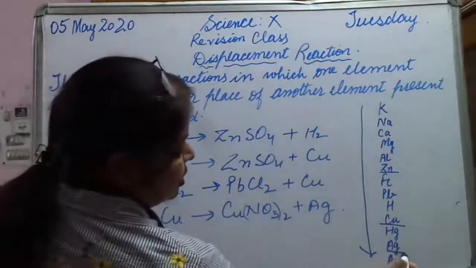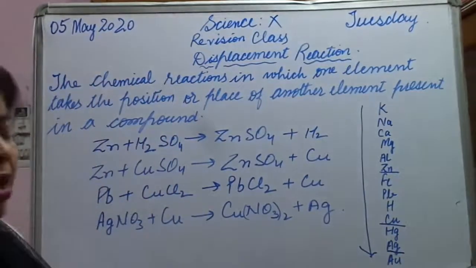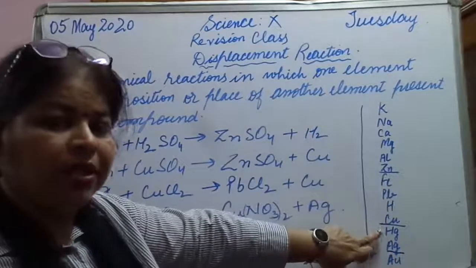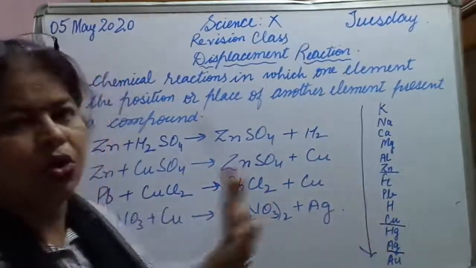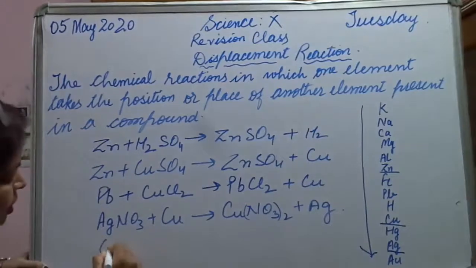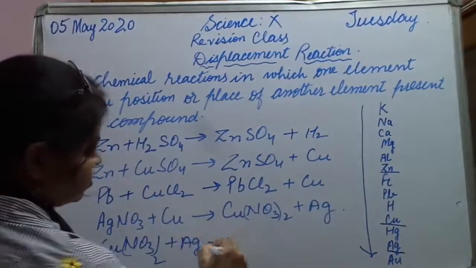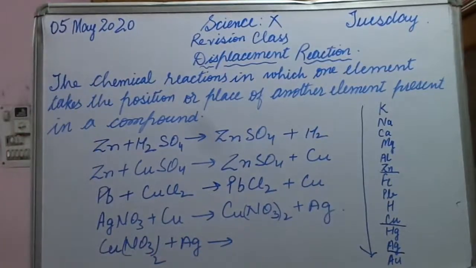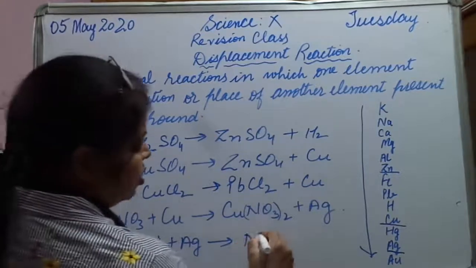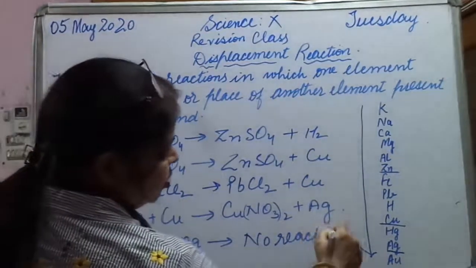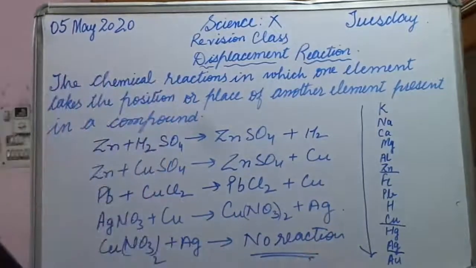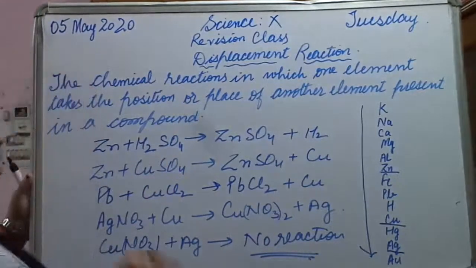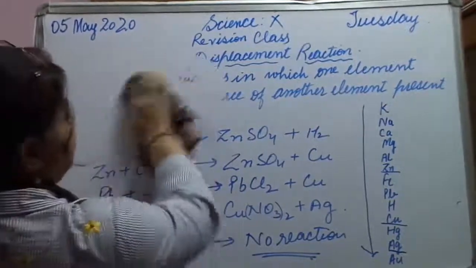Now look here, this is silver and this is copper. So who is going to replace the other one? Copper is going to replace silver, but silver cannot replace copper. If I write here Cu(NO3)2 plus Ag, it seems as if the reaction will take place, but it is not so. Why? Because copper is in the compound, but silver cannot replace it. So we will write here no reaction. No reaction will take place. Is it okay? So this was about the displacement reaction and the reactivity series.